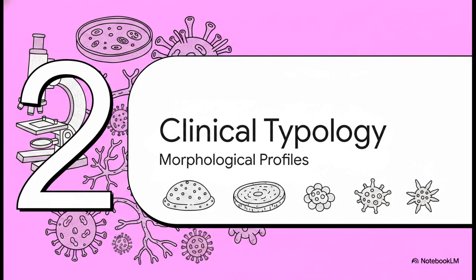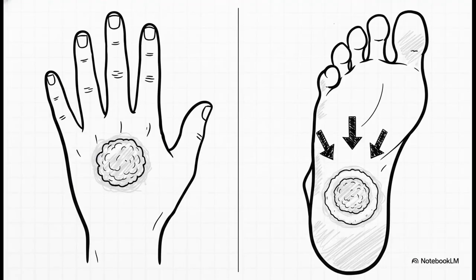Moving on to Section 2, let's break down the clinical typology and morphological profiles. Notice how the anatomical location completely changes the physical presentation. Common warts usually start out as smooth, skin-colored papules, but over time they develop this classic hyperkeratotic, meaning thickened, surface as the lesion grows. Pain is super rare here. But then look at plantar warts on the weight-bearing surfaces of the feet. Because they are driven inward by the pressure of walking, they present as rough, slightly raised lesions encased in a tough, horny collar. And man, they can be intensely painful for the patient.